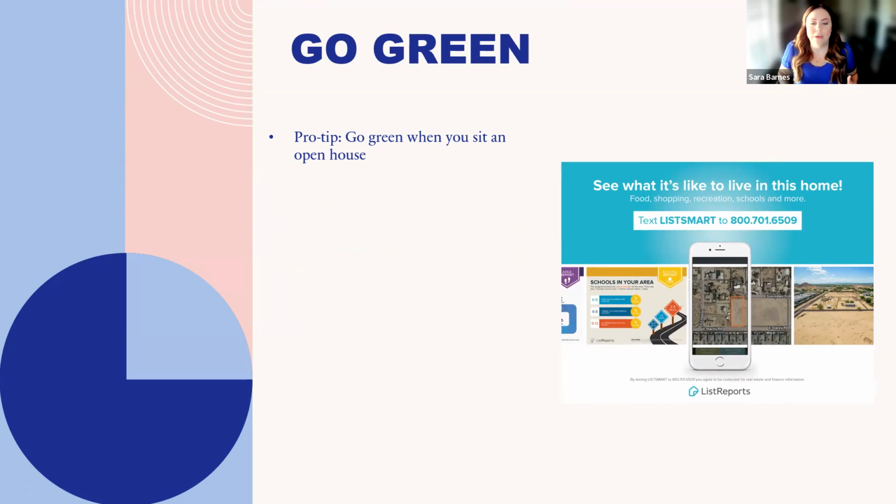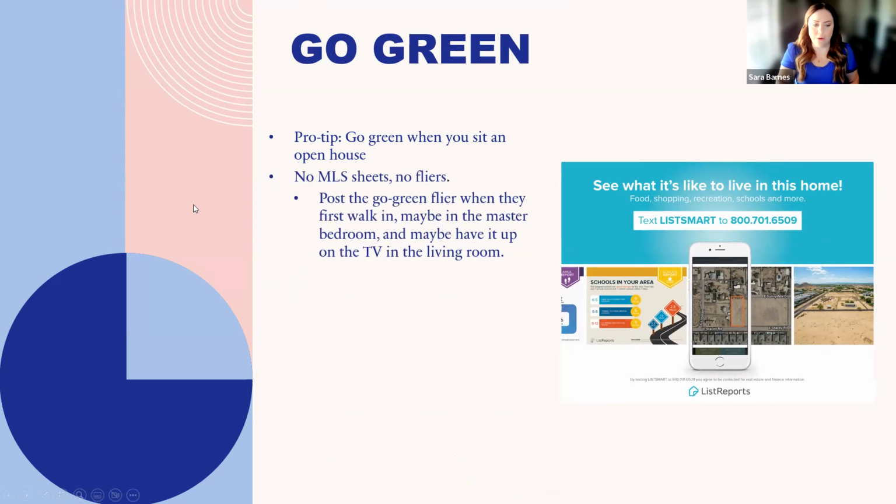But yeah, so let's talk about going green at your open houses. So pro tip, go green when you sit an open house. No MLS sheets, no flyers. Post the Go Green flyer when they first walk in. I always say, if you had a frame sitting on the kitchen counter, and then maybe you post one in the bathroom or the master bedroom somewhere, and then you could even have it as a slideshow on maybe the TV in the living room, something like that.